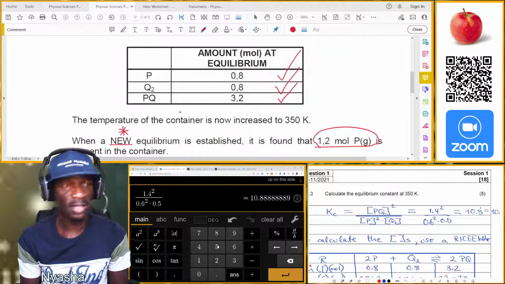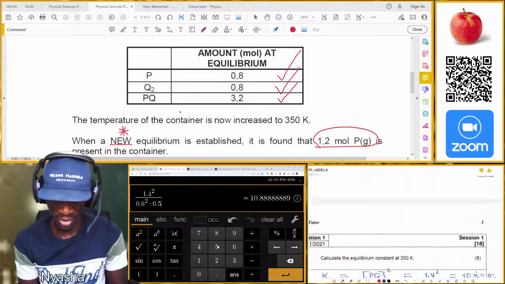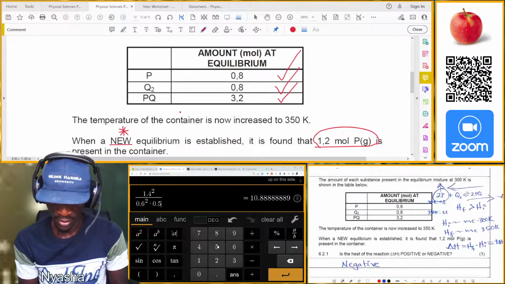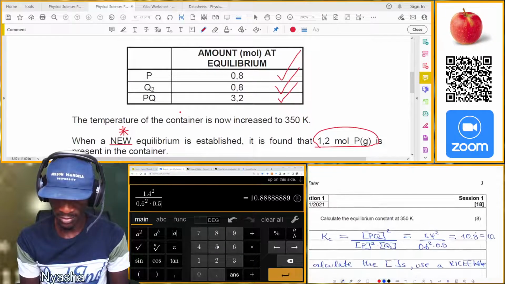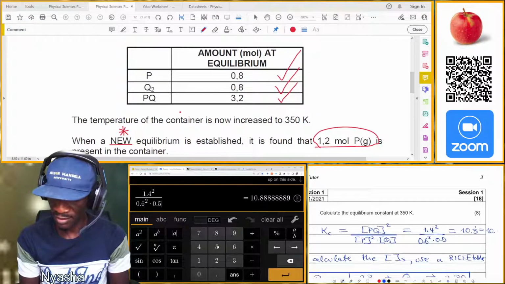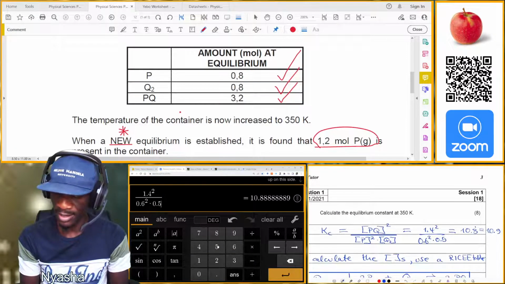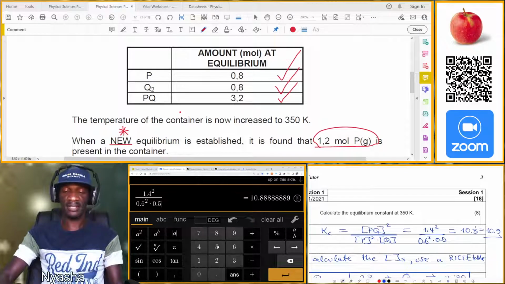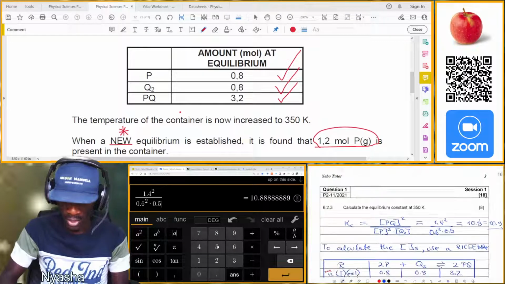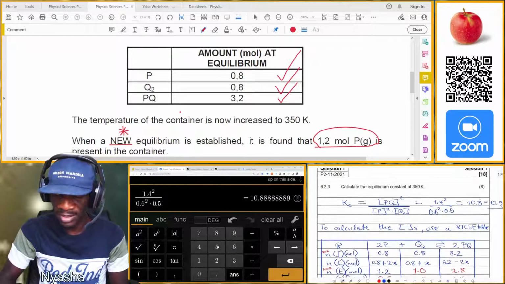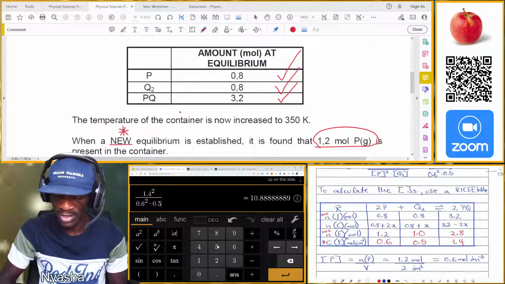Let's just see the significant figures that were given here. 0.8, one decimal place, 0.2, okay, so it's all one decimal place. So let's round it off to 10.9, and it is a constant. It is just a number. Okay, so that's our equilibrium constant in this calculation. Your value should be 10.9.